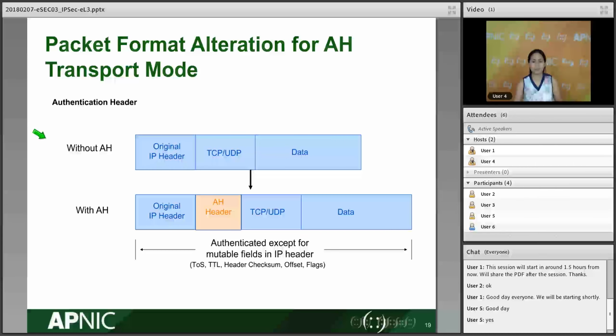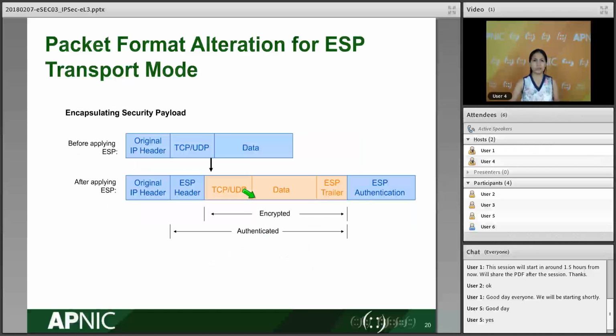Authentication header does not provide any confidentiality, remember? So the AH header is used for authentication only. So basically, you're adding this AH header in the middle because this is transport mode. Transport mode is splitting the original header and the payload and inserting the authentication header somewhere in between. So what does it do? It provides a way to authenticate this part of your data, except for mutable fields in your IP header. So that is transport mode AH.